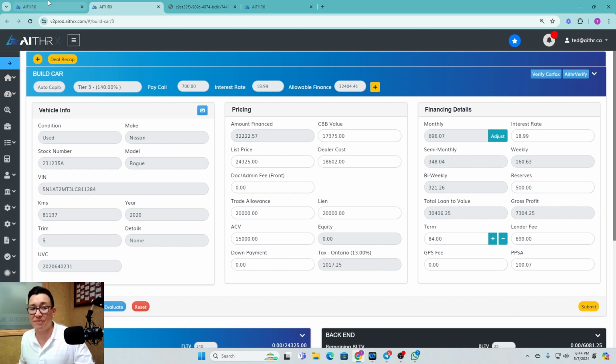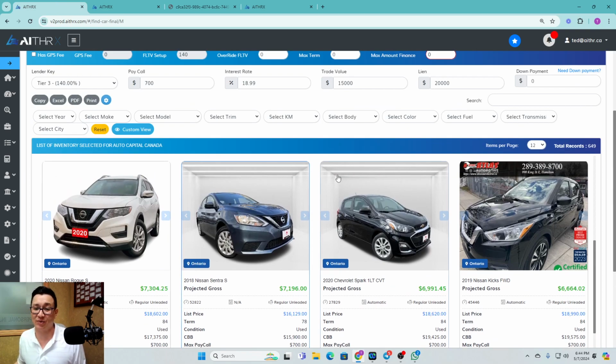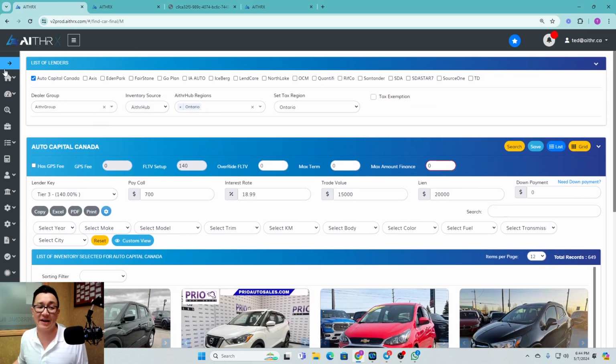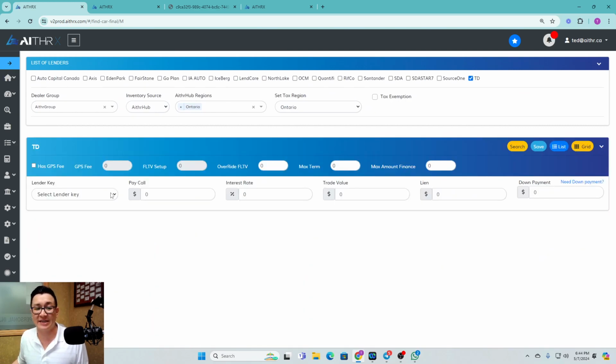Now, where do we maximize with the repo units that we talked about? This is where I'm seeing it. In the event that a client puts in, let's say TD, what I would want is the dealer group, let's say it was Car Evo that we mentioned. The group would be Car Evo with ACC inventory, meaning every time it will search through ACC, that dealer, and our hub. Now, if I clicked on TD, 5 keys, 700 pay call, 18.99, 15,000, and 20 for the trade.